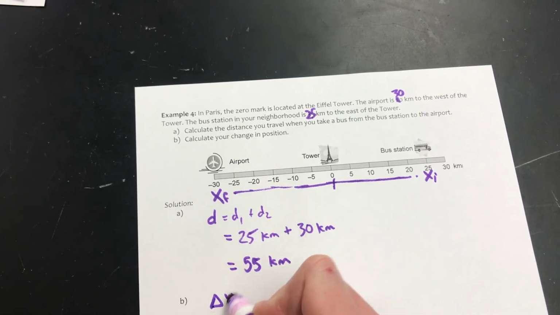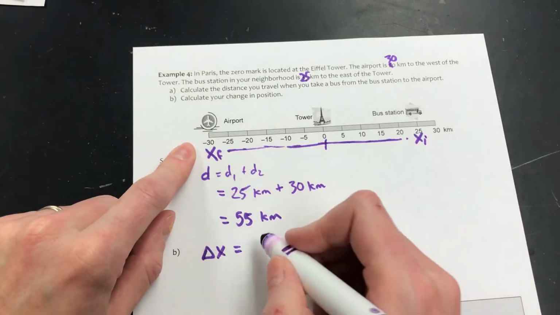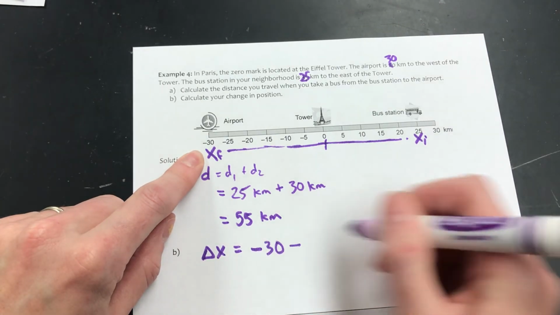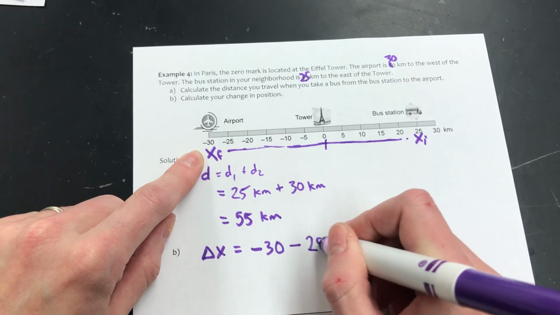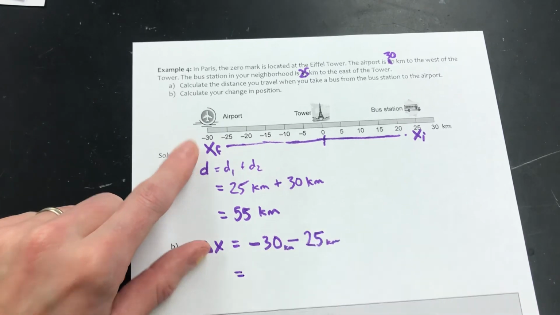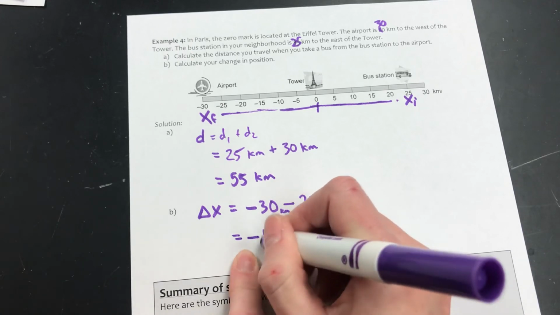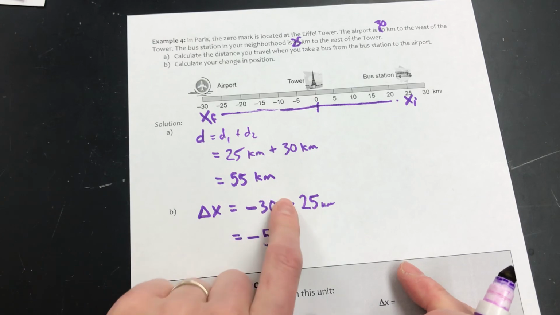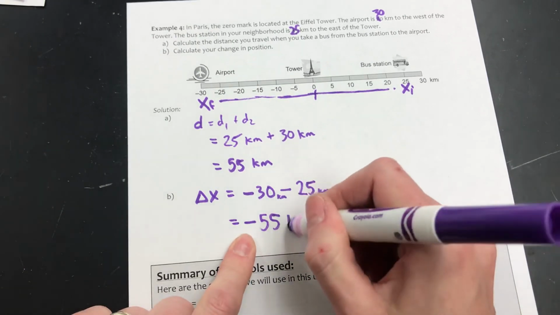To do my change in position, okay, this one's going to have a bunch of negative numbers in it, but it'll be okay. My final position is negative 30, and I'm going to be subtracting my initial position, which is 25 kilometers. When I plug this into a calculator, I'm going to do negative 30 minus 25, and it's going to come out with negative 55. Okay. Or if you like to do the math in your head, a negative minus a negative, you add those and keep the negative. Okay. Kilometers.